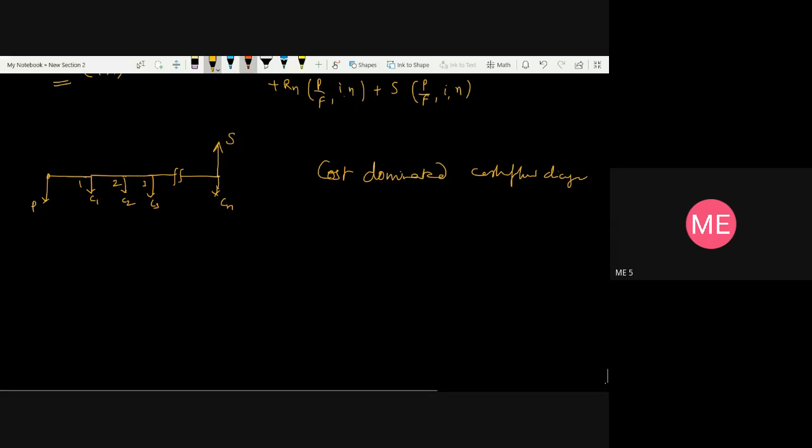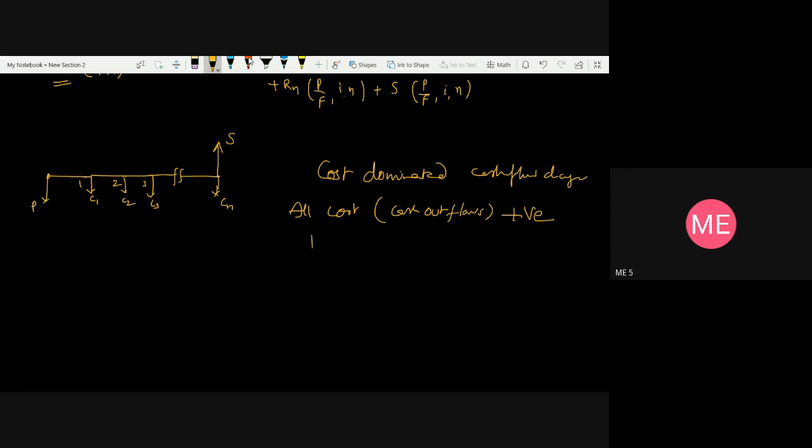So in this case, as we said, all the costs, meaning cash outflows, will be taken as positive, and the revenues, that is cash inflows, will be taken as negative.